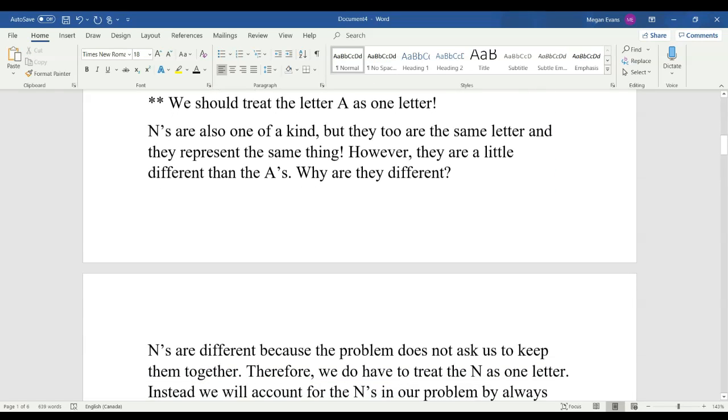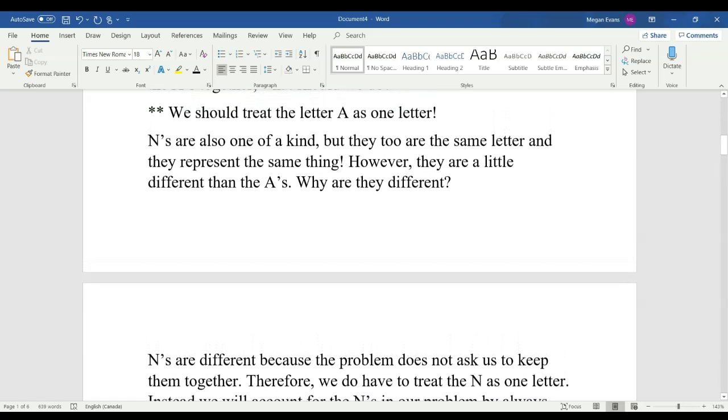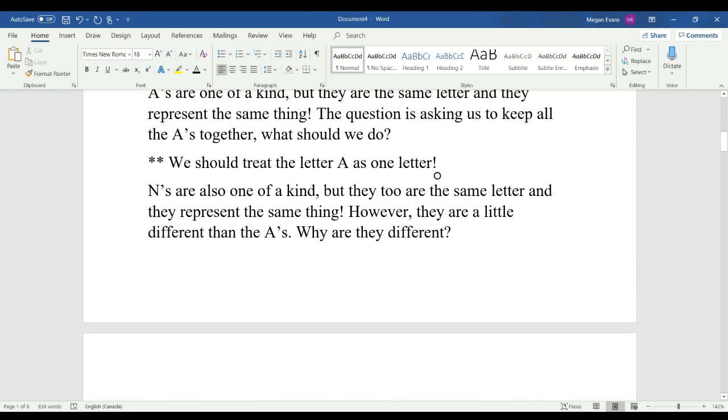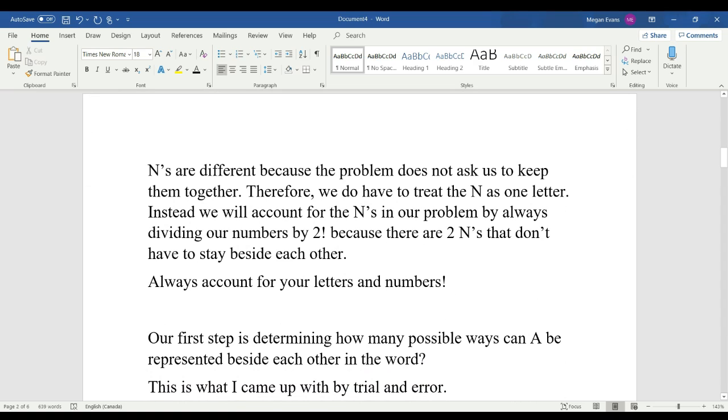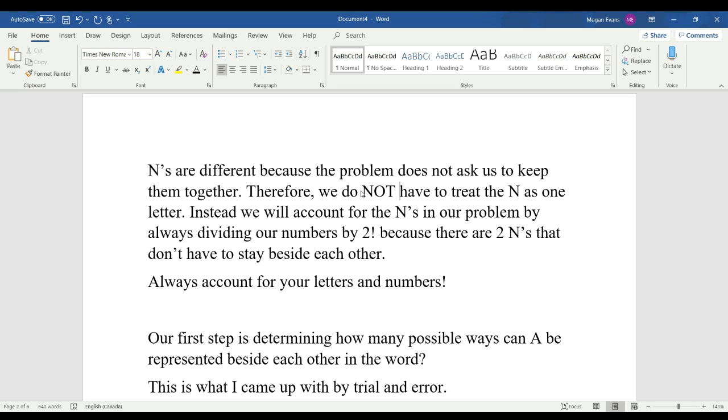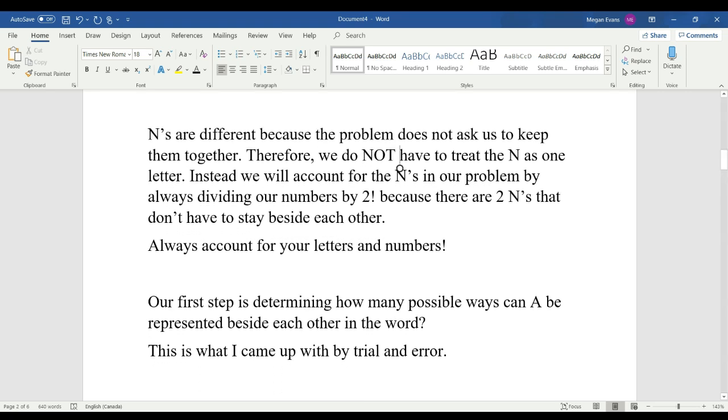N's are also the same letter and represent the same thing. However, they are a little different than the A's. Feel free to pause the video and grapple with this question of why. I'm going to scroll down and answer it really quick. N's are different because the problem does not ask us to keep them together. Therefore, we do not have to treat the N's as one letter. Instead, we will account for the N's by always dividing our numbers by 2 factorial, because there are 2 N's that don't have to stay beside each other.